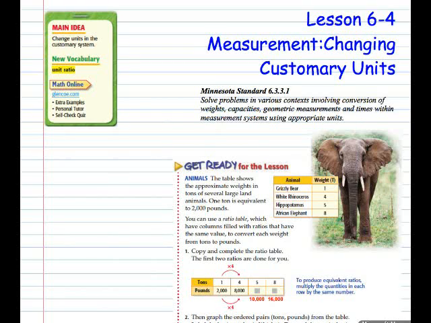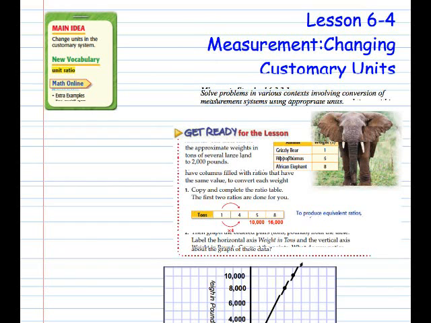1 ton is equivalent to 2,000 pounds. You can use ratio tables, which have columns filled with ratios that have the same value, to convert each weight from tons to pounds. Copy and complete the ratio table. The first 2 ratios are done for you.